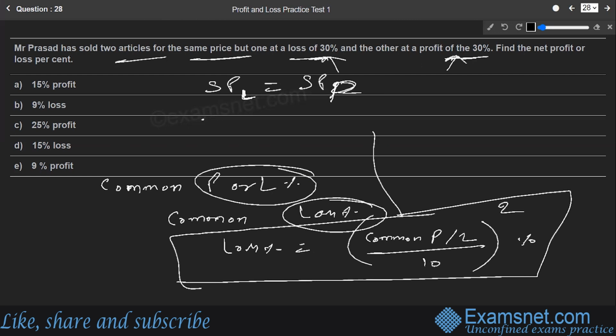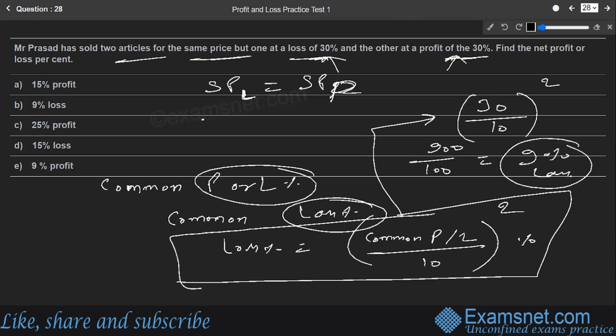So how much is the common profit or loss? It is given to be 30, divided by 10 whole squared. If you do this, it comes out to be 900 by 100, which is nothing but 9% loss. So the right answer is simply 9% loss.